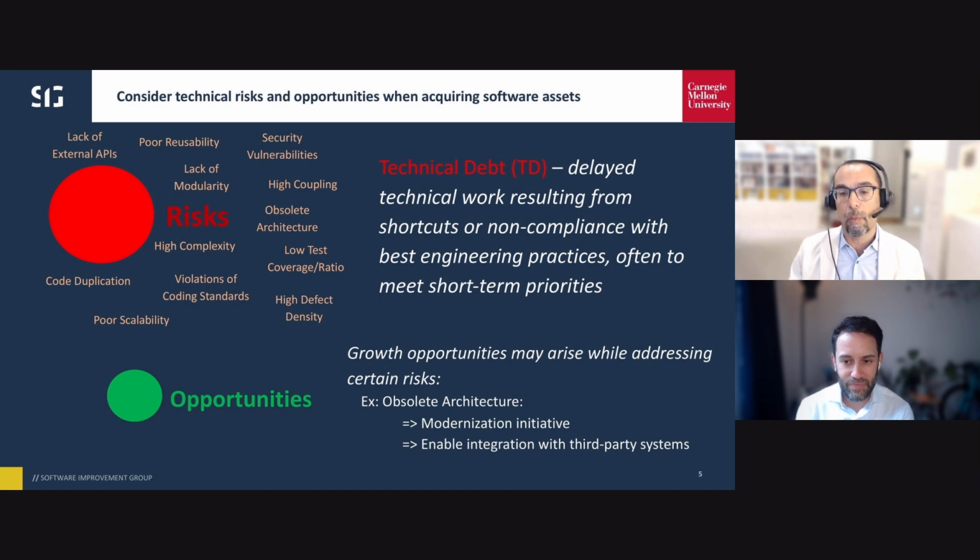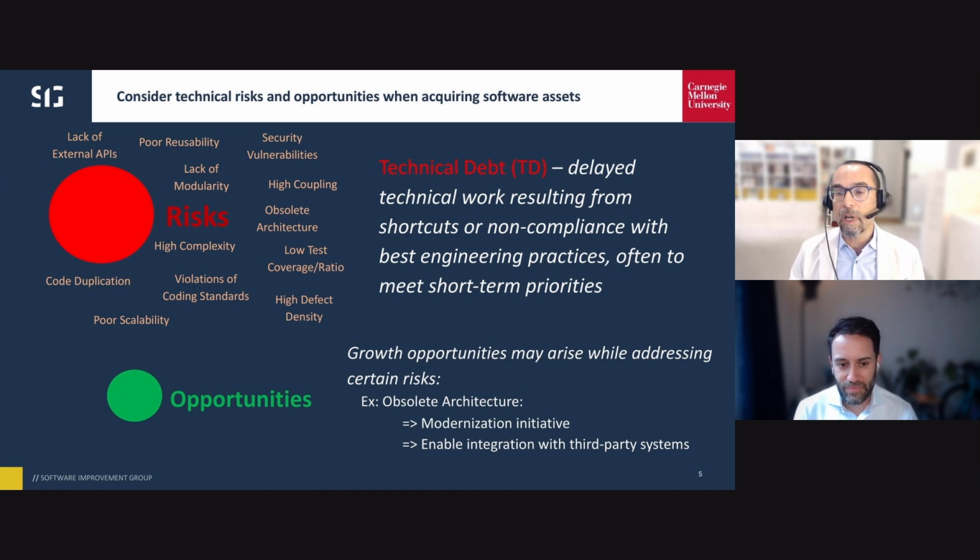So this has some relation to opportunities, because when we're trying to address these risks, we may also inadvertently address some opportunities at the same time. An example would be obsolete architecture, which is considered a big ticket item technical debt. And when we're trying to address obsolete architecture, we may engage in a modernization initiative. And when we do that, we may enable some future opportunities. For example, we may allow a system that currently cannot integrate with third-party systems to, in the future, integrate with those systems. And that does not only address the technical problems that we have currently, but also sometimes introduces these future opportunities that may add value. But in this webinar, we're primarily focusing on the risk side of things.